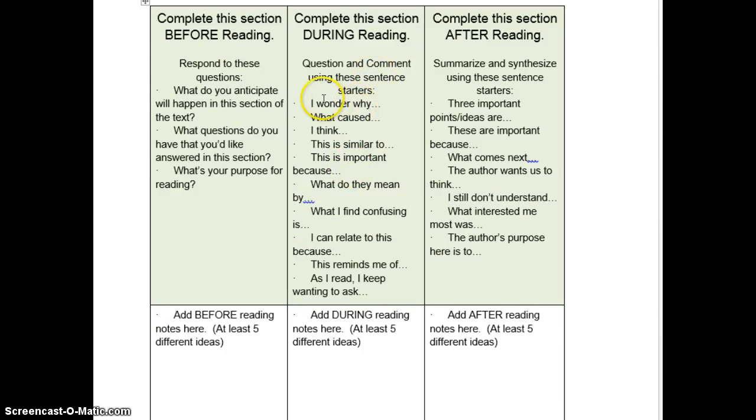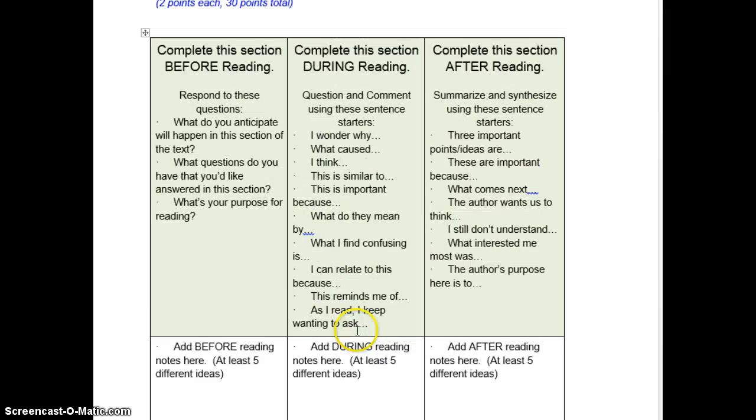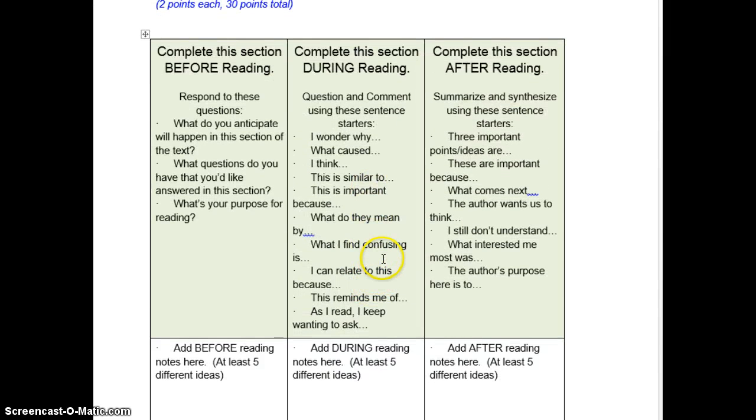During reading, you are going to finish 5 of these sentence starters. I wonder why this character is doing this. Why is Tom Joad finally joining up with his family? I wonder why the family has left. This is similar to, that's your making connections piece. What does this remind you of? This is important because, that's your evaluating piece. And you're going to just finish the sentence with something from the book while you are reading the book itself. So you'll keep this handy during that time.